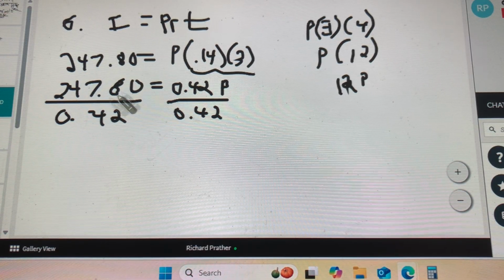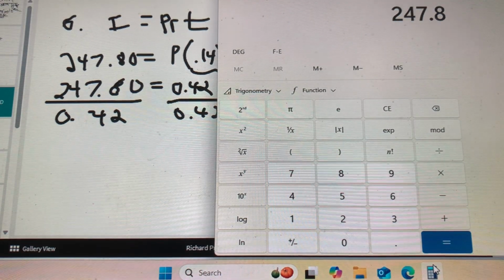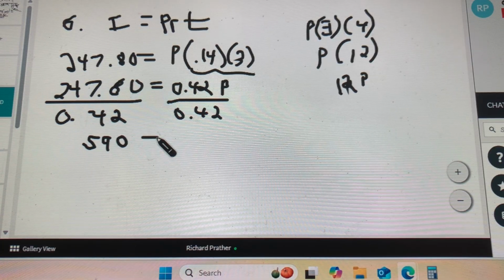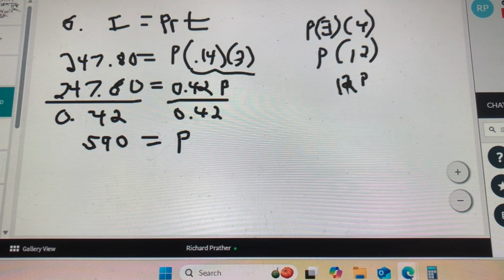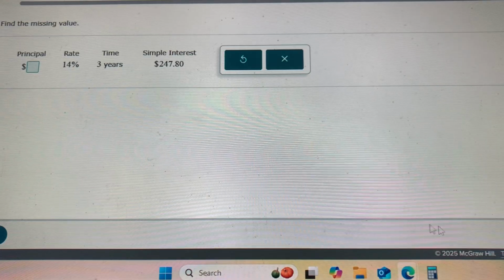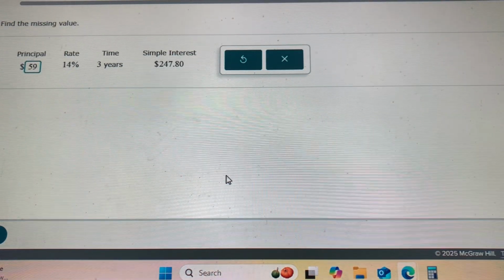So 247.80 divided by 0.42 is exactly 590. So that was the principal or present amount. Somebody put $590 in a bank account or borrowed it or invested it. And then 3 years later, it got them $247.80 of interest. So you always get your money back plus then the interest if you're the investor. So 590.